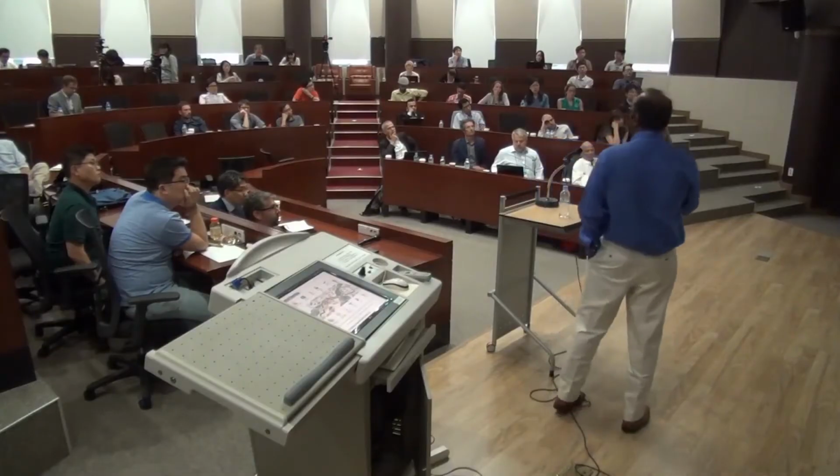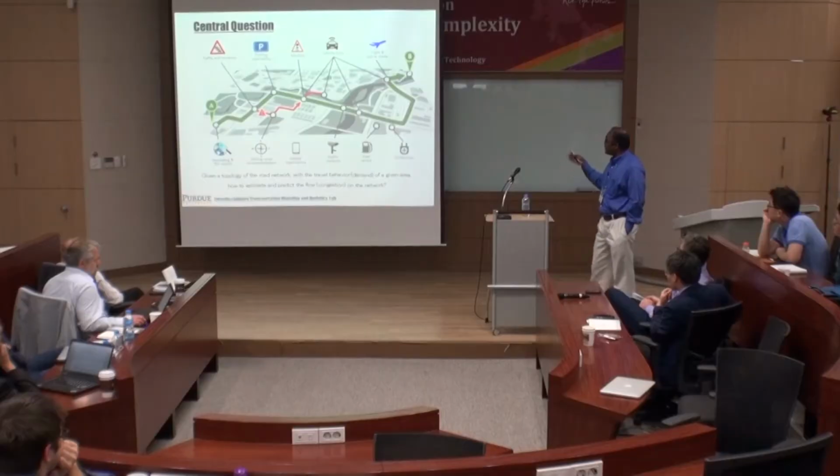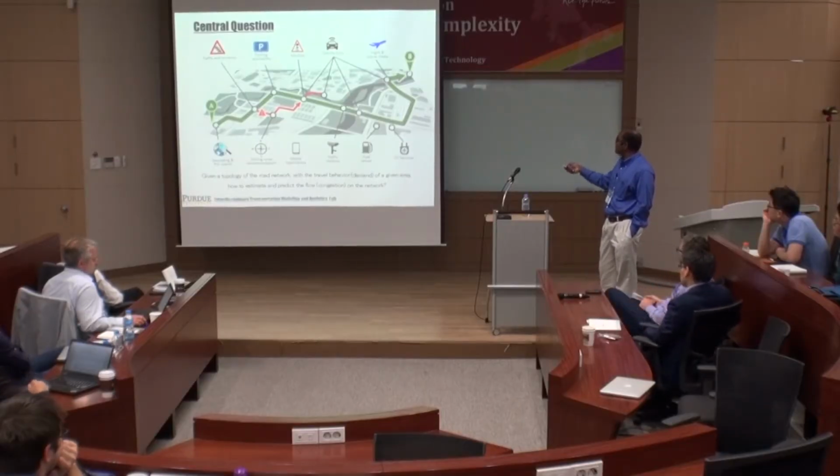We want to know, given the topology, with the behavior given, how to estimate the flow for the current day, but also how to predict the flow for a future year, right? So we also want to be able to predict the flow for a future time interval. And you can answer a lot of other questions once you understand this basic question. So we'll talk about some of those things.